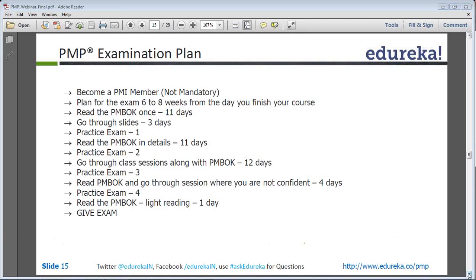Okay, there is a question, PMBOK has how many pages? PMBOK has nearly around 500 pages, and you not only need to look at the PMBOK's main content, you should also go through the glossaries and appendix, because there are certain terminologies which are explained in the glossary which is not there in the main body of the book. So you have to read the whole thing.